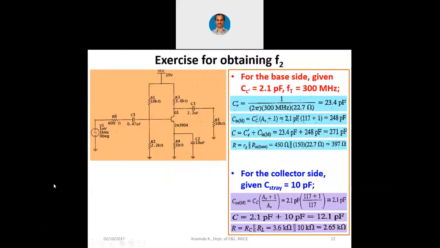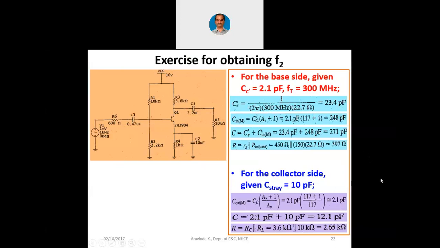Now for the exercise for obtaining F2, we have this another circuit. And here for the base side, given is CC dash 2.1 picofarad, FT is 300 megahertz. We will substitute all those values. C in Miller, we have got 248 picofarad. C dash, we have got 23.4 picofarad. Substituting that value, substituting the formula 1 over 2 pi RC, the total capacitance is 271 picofarad. Now substituting for the R, we get 397 ohms.